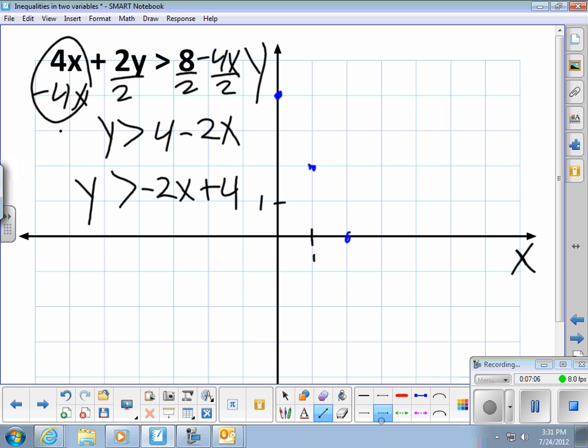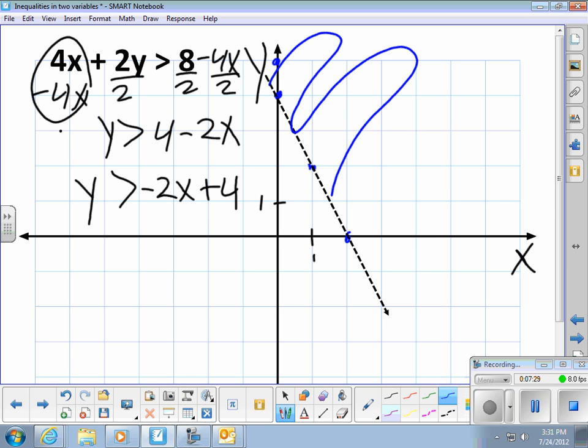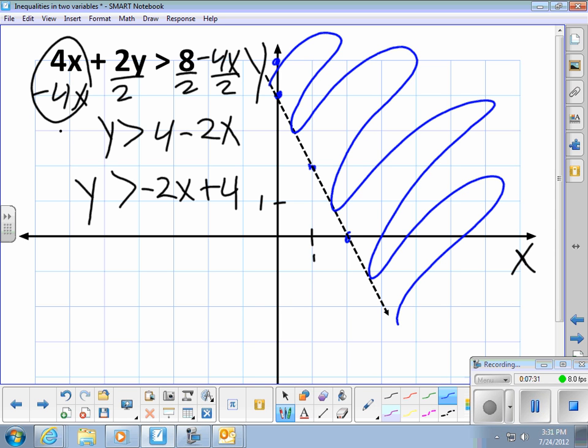So I'm going to use a dotted line just as a reference point, and then everything greater than that. Well, right on the y-axis, 5 is greater than 4, for example. So we're going to shade everything on that side of the dotted line. So that's how you would graph that inequality. That shading indicates any of those points out there would work.